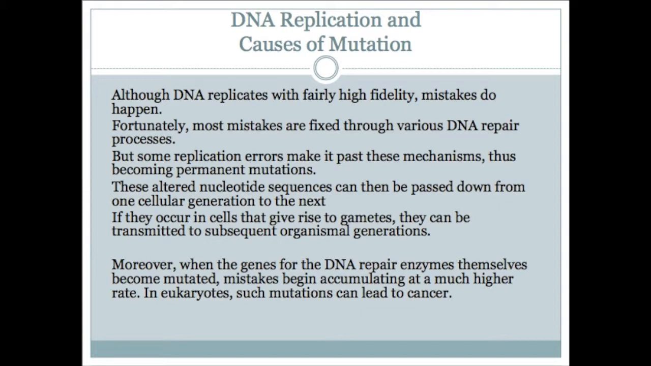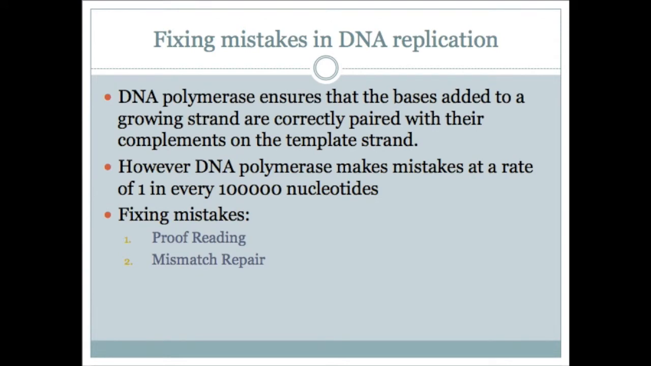Moreover, when the genes for the DNA repair enzymes themselves become mutated, mistakes begin accumulating at a much higher rate. In eukaryotes, such mutations can lead to cancer. Fixing mistakes in DNA replication. DNA polymerase ensures that the bases added to a growing strand are correctly paired with the complements on the template strand. However, DNA polymerase makes mistakes at a rate of 1 in every 100,000 nucleotides.